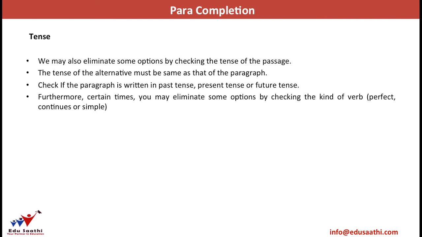First of all, check whether the options are in present, past or future, and likewise check whether the passage is in past, present or future. Supposing the passage is in present and some of the alternatives are in future, you will remove them directly. Furthermore, check whether it is a perfect tense or a continuous tense, or a simple tense. And then check the same for the alternatives, and the ones that violate would be removed, and what you will be left with would be the correct answer.